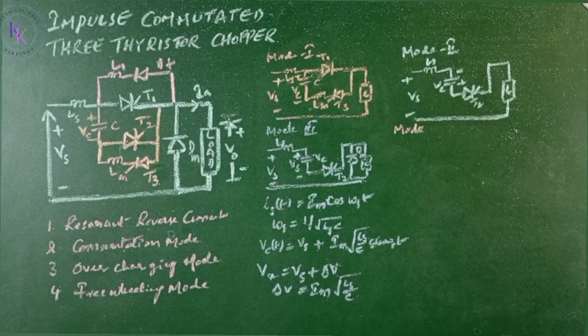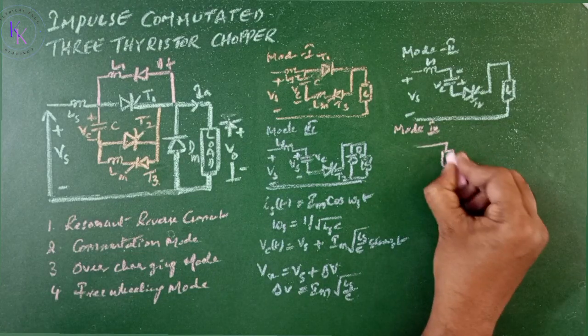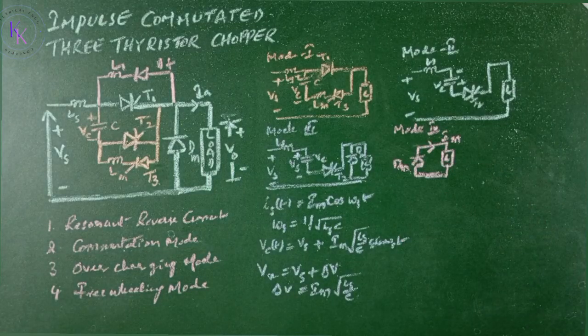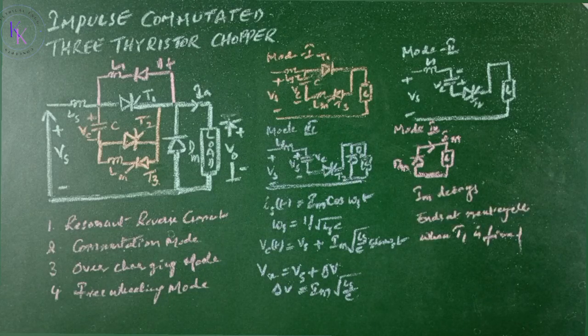Mode 4. Mode 4 begins when the thyristor T2 stops conducting, the freewheeling diode Dm continues to conduct and the load current continues to decay. The equivalent circuit is the load connected to a freewheeling diode Dm. Mode 4 is going to end at the next cycle when the thyristor T1 is turned on again. This is how the impulse commutated 3 thyristor chopper works, and the equations for the classical chopper, that is the impulse commutated chopper having 2 thyristors and 1 diode, are valid for this chopper also, except for the undercharging mode, since that mode is not present in this.